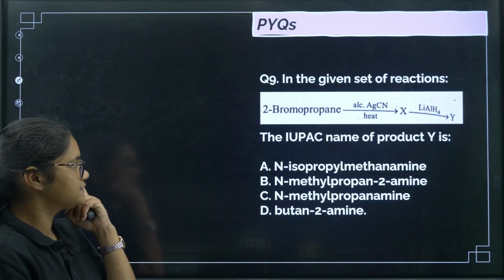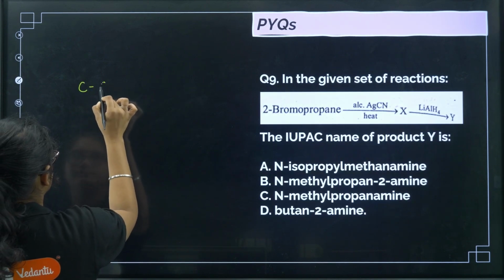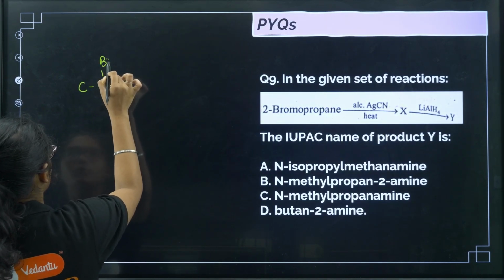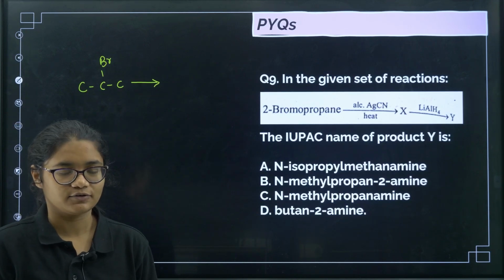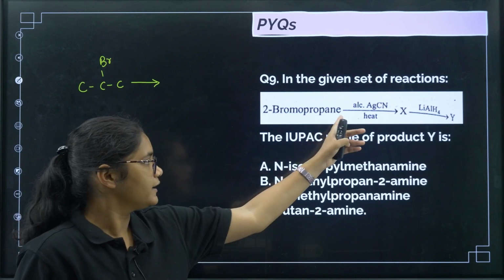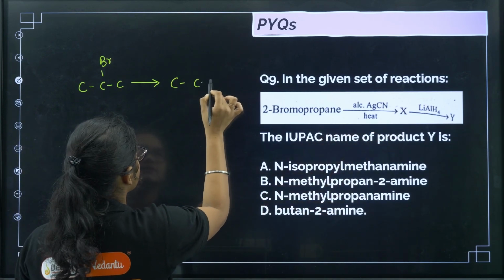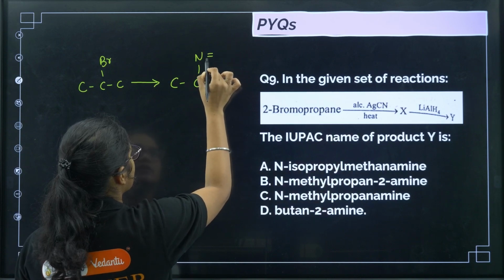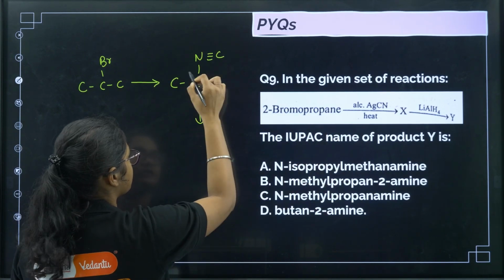Okay, next, again you have to find the product of the reaction. 2-bromopropane is there. Then you have alcoholic AgCN. If you remember, KCN converts Br to CN, but AgCN converts it to NC. So what I'll get here? CCCNC. Then you have LiAlH4, that is reducing this one.